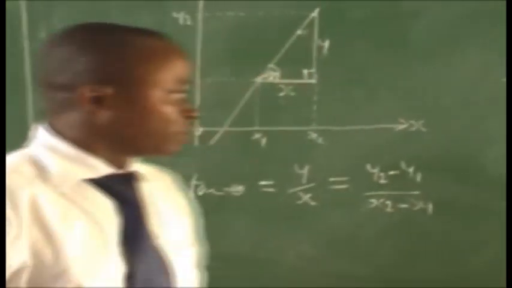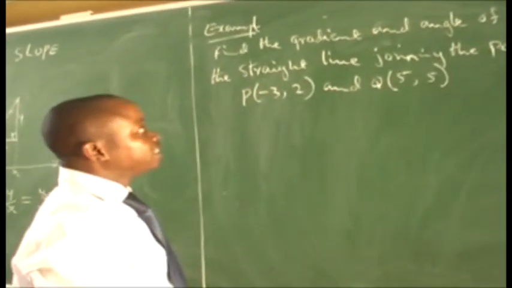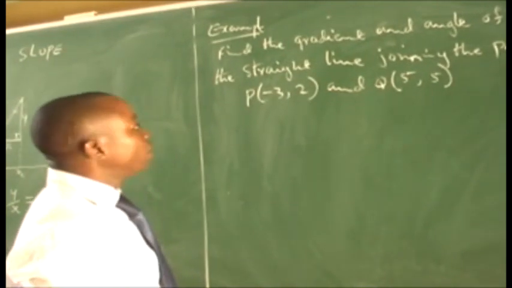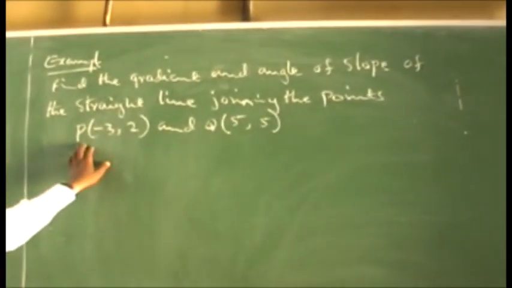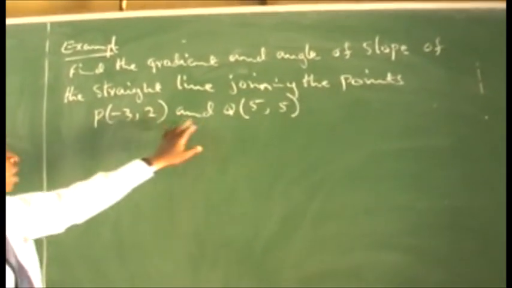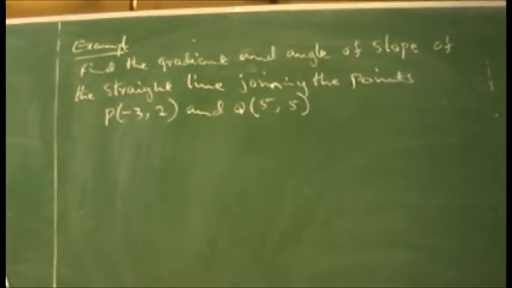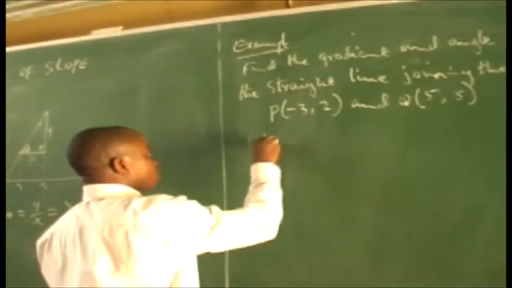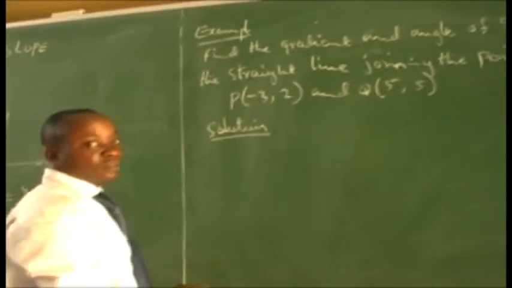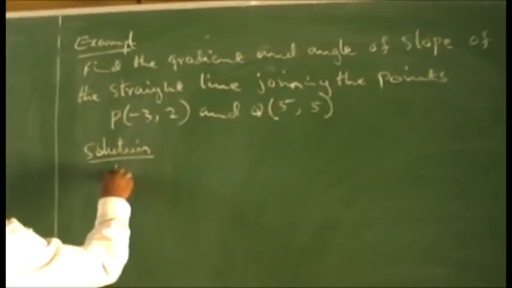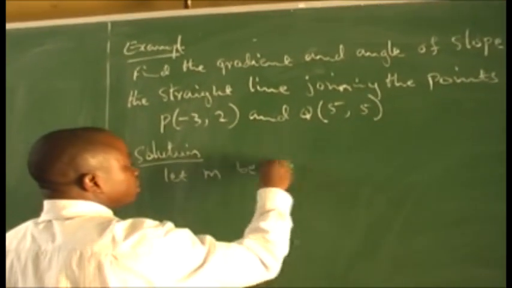Let's take example. Now let's look at this example. Find the gradient and angle of slope of the straight line joining the points point P, the coordinate -3, 2, and point Q, the coordinate 5 and 5. Solution. The first thing we want to get is the gradient. So let M be the gradient.